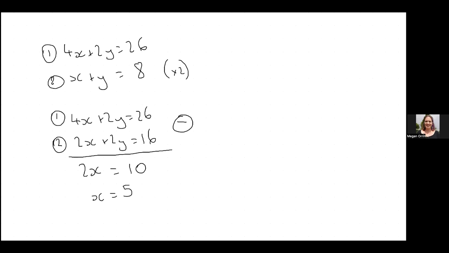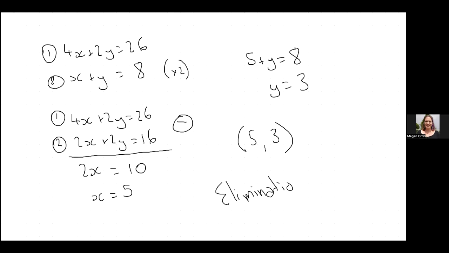Substitute it back in. I'm going to use this one because it's easier. So 5 plus y equals 8. So y is 3. So my point of intersection is 5, 3. Okay, so that's the elimination method.